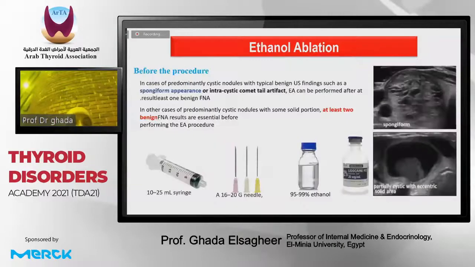Before the procedure, in the case of a predominantly cystic nodule or a spongiform appearance of the nodule, we need one benign fine needle aspiration before ethanol injection. So in the case of a spongiform appearance or cystic nodule, we need one benign FNA. But in the case of a solid nodule, at least 2 benign FNA results are essential before performing the ethanol procedure.